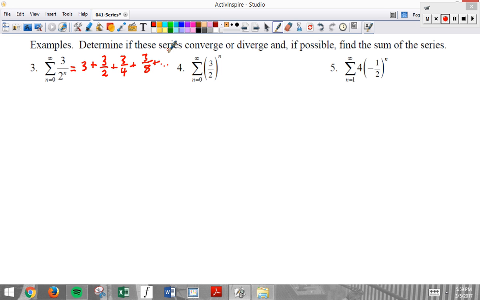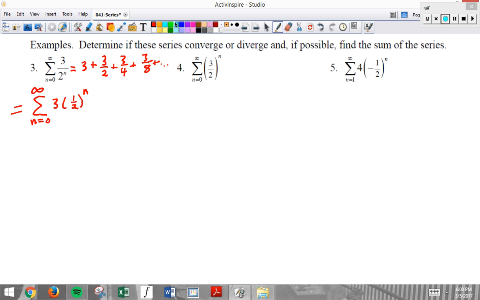So what's happening? Is this geometric? I think so. Each term is something times the last. How do I go from here to here? Multiply by 1/2. From here to here, multiply by 1/2. So this series is really this series. A lot of people were unhappy with this. These two are equal, and you need to be able to see that.